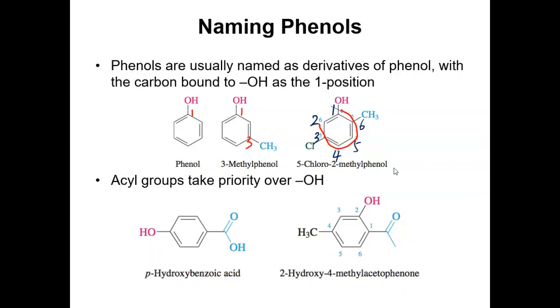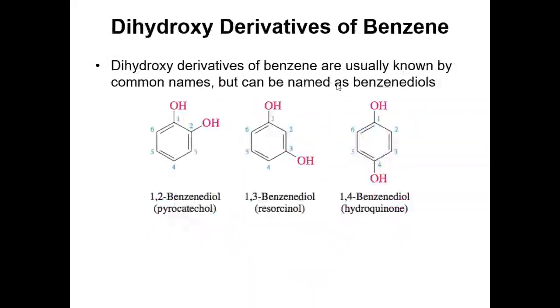If we have acyl groups, usually carbonyl-based groups, they take priority over OH. Forget about that for the naming part; I will not test it. But this one, yes, I will test. So just regular phenol derivatives will be tested. And if you have two hydroxy groups on the benzene ring, we call them diphenols.